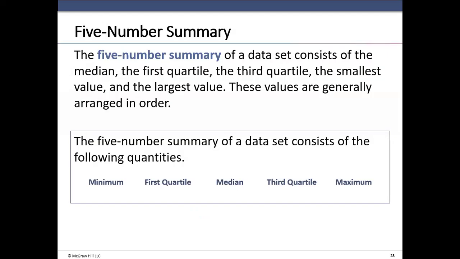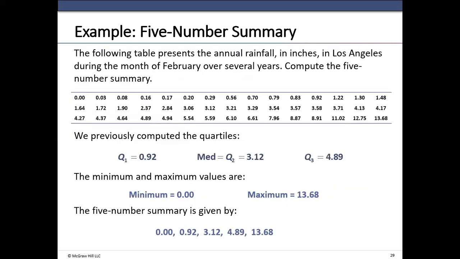Compute the 5-number summary of a data set. Minimum, first quartile, median, third quartile, maximum. These 5 numbers comprise the 5-number summary. Okay, again, we get the 5-number summary of this data set.